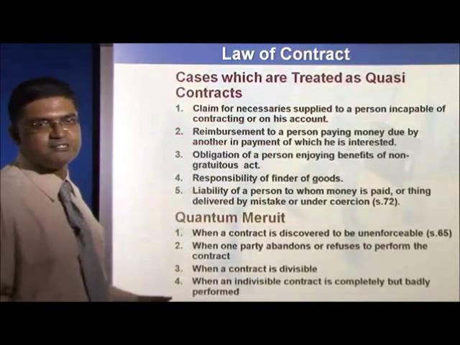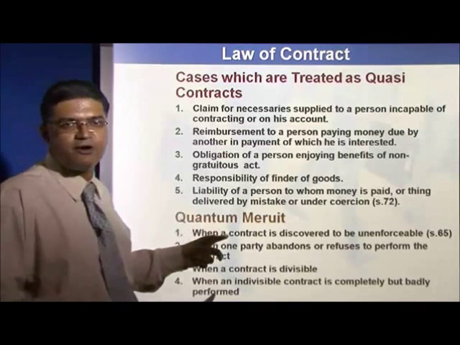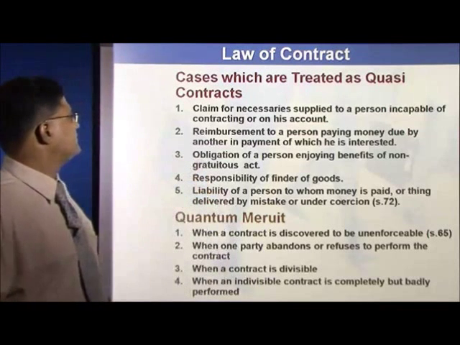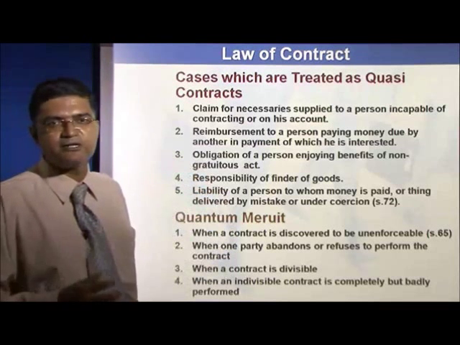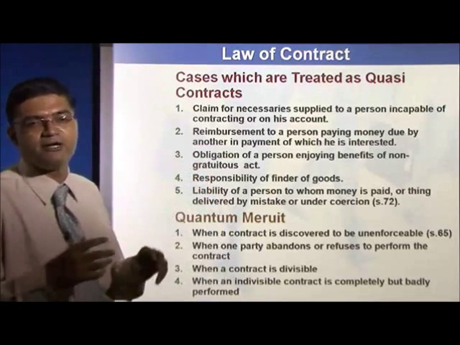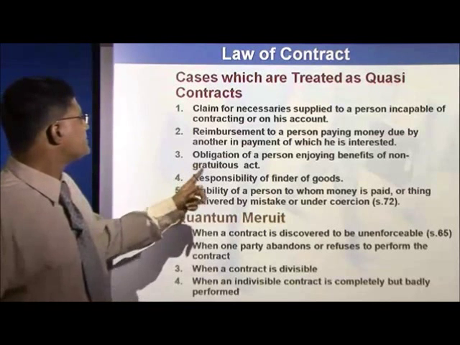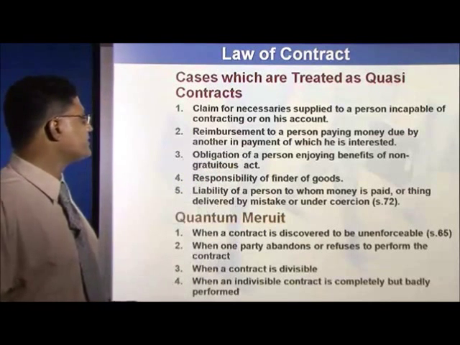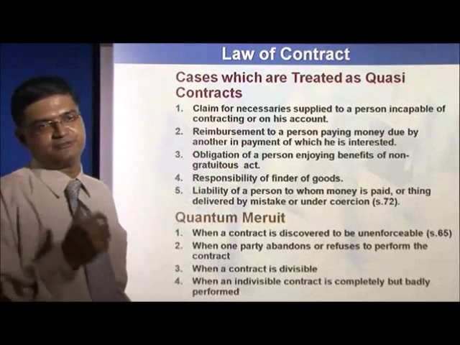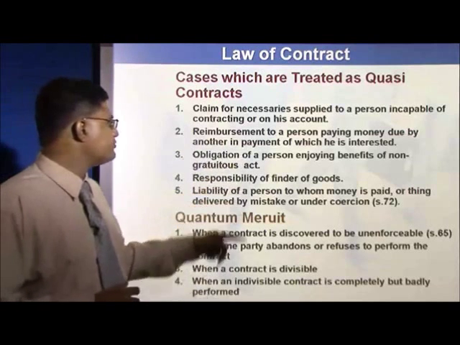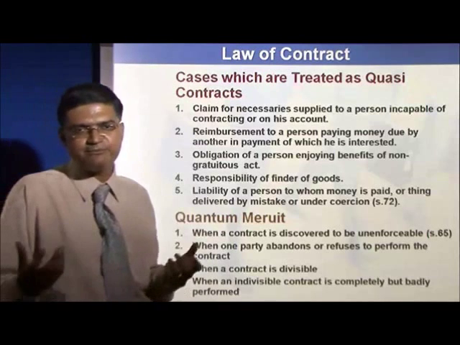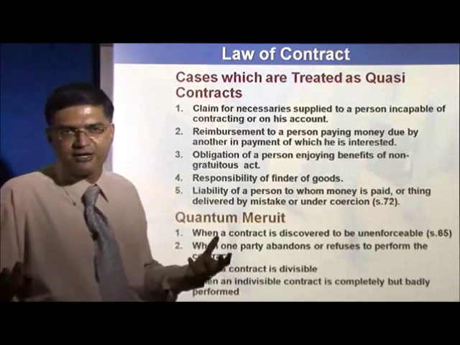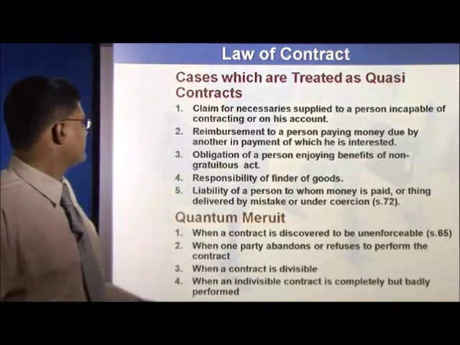Now these are some of the examples of quasi contracts. Claim for necessaries supplied to a person incapable of contracting on his account, that is, he is not of sound mind or is a minor. Reimbursement to a person paying money due by another, in payment of which he is interested. Obligation of a person enjoying benefits of a non-gratuitous act. Non-gratuitous act means he is not doing it for free, but expects something in return.